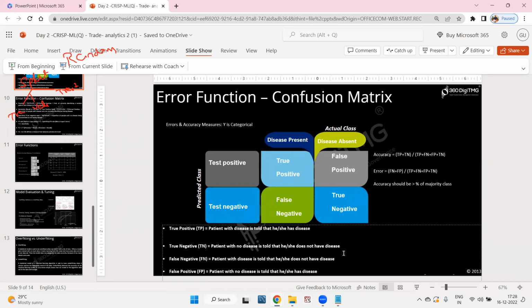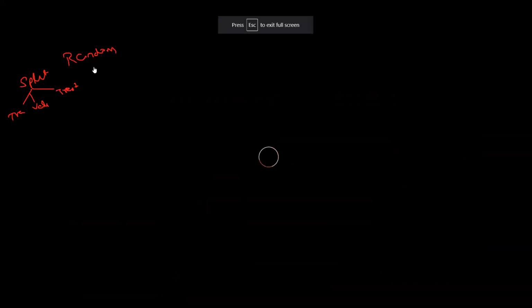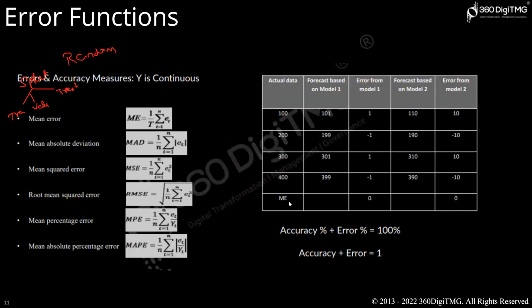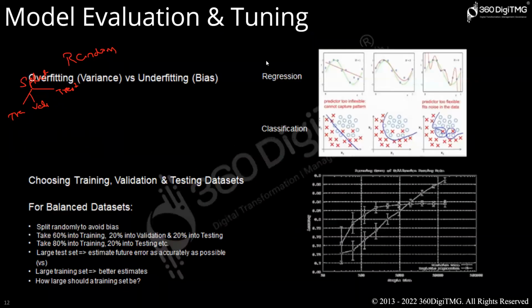Accuracy means what percentage of answers are correct. For example, out of 100, how many are correct answers? 95 correct or 100 correct? So you are doing some corrections or evaluation.